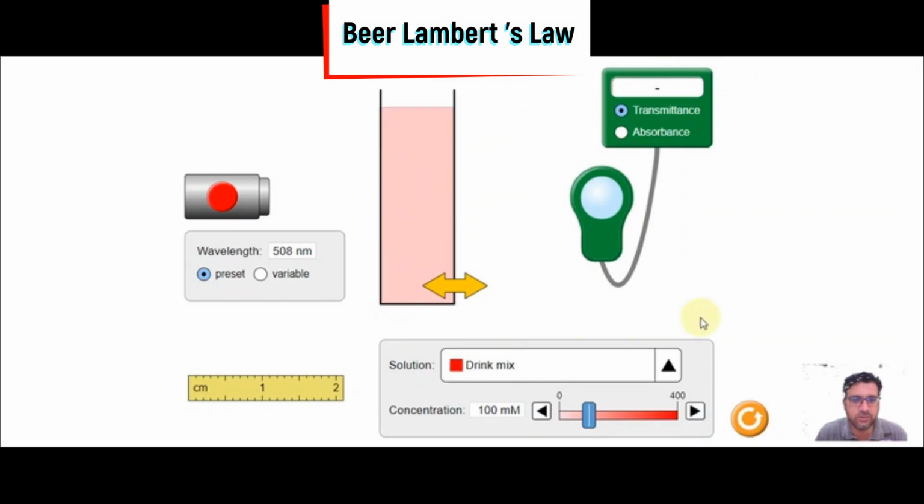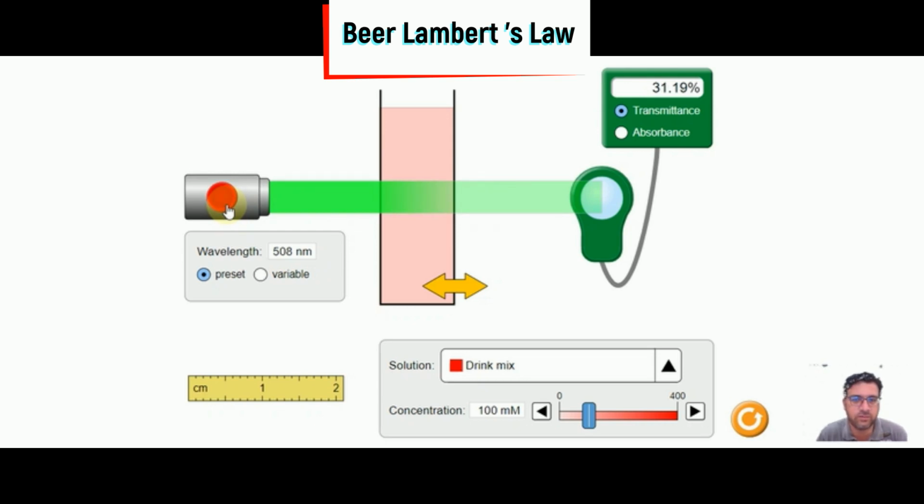Now we try to understand Beer-Lambert's law with the help of this animation. Here our sample is a mixture of drinks. Its concentration is 100 millimolar and the preset wavelength is 508. Let's start by giving the source radiation. Here it shows the transmittance is 31.19% and absorbance is 0.51.